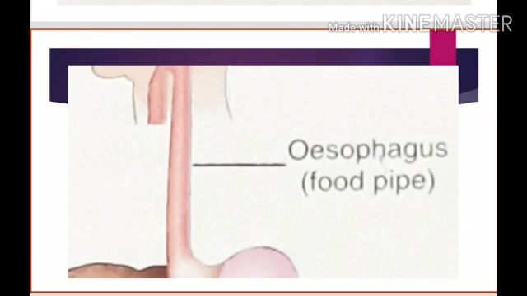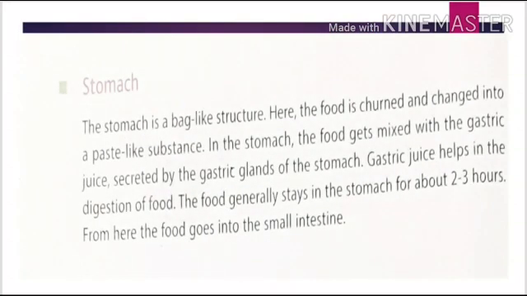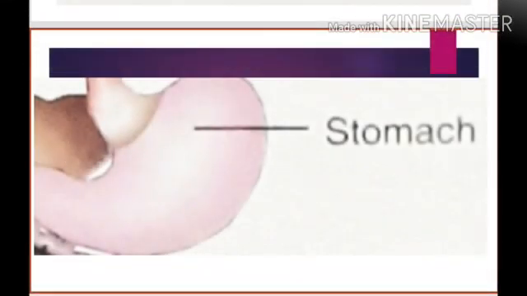So through the food pipe, food reaches the next destination, that is the stomach. The stomach is a bag-like structure and is the broadest part of the digestive system. Here, food is churned, means mixed, and changed into a paste-like substance. In the stomach, the food gets mixed with gastric juices. These gastric juices are secreted by the gastric glands that are present on the inner wall of the stomach.